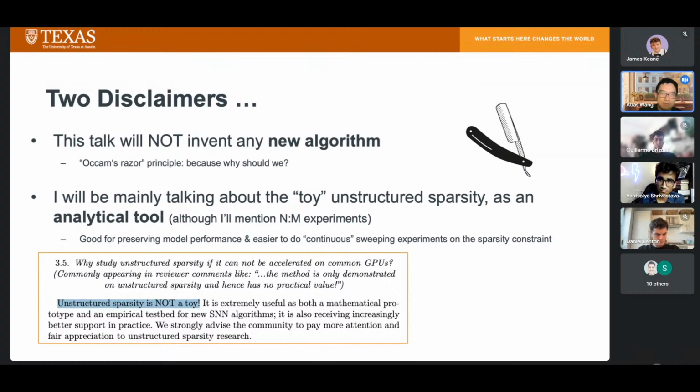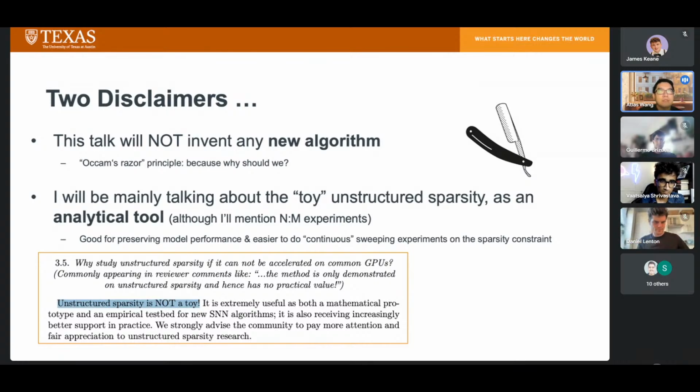I tend to not invent any new algorithm until absolutely necessary, because of my own experience that many new algorithms are not necessarily outperforming the old. And we're talking about sparsity, so we respect that principle, right? Why should we invent one new algorithm unless we really have to? So no new algorithm today, just a bit of observations.